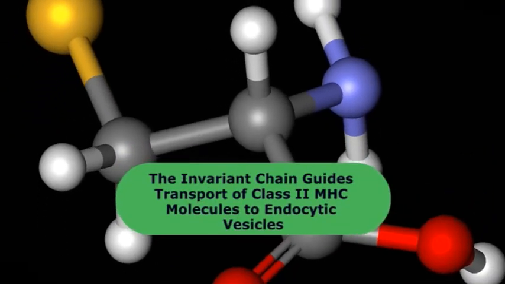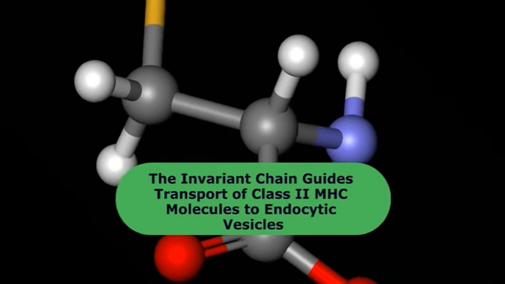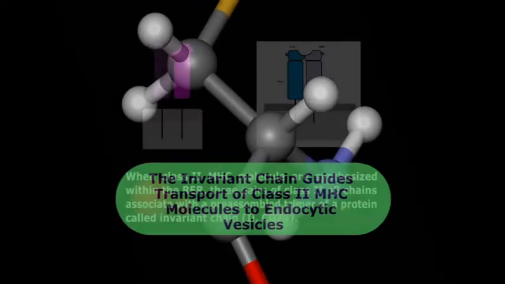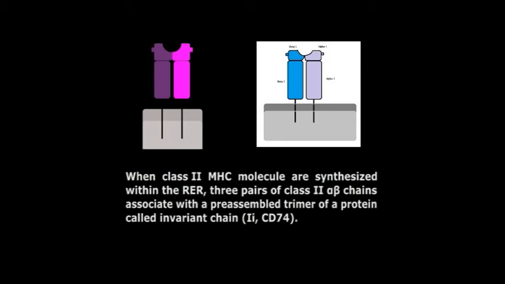The invariant chain guides transport of class II MHC molecules to endocytic vesicles. When class II MHC molecules are synthesized within the rough endoplasmic reticulum, three pairs of class II alpha-beta chains associate with a pre-assembled trimer of a protein called invariant chain, Ii or CD74. This trimeric protein interacts with the peptide binding cleft of the class II molecules, preventing any endogenously derived peptides from binding to the cleft while the class II molecule is within the RER.